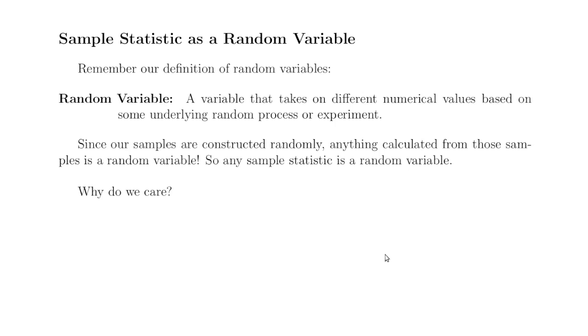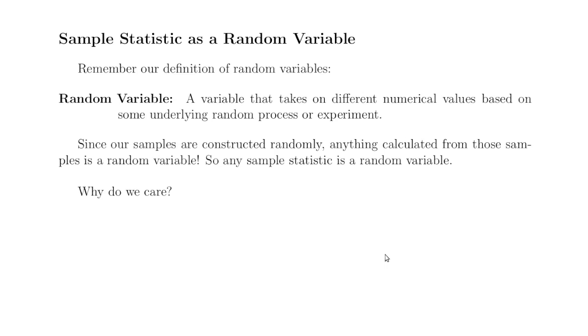All this leads us to this idea that a sample statistic can be thought of as a random variable. So let's just look at our definition of random variables. It's a variable that takes on different values, different numbers, based on some underlying random process or experiment. And so in this case, the random process or experiment is just the construction of our samples. Once we do that, our sample is a whole bunch of values that are put in there randomly. And so anything calculated from those values is a random variable. So any sample mean is a random variable, and really any sample statistic is a random variable.